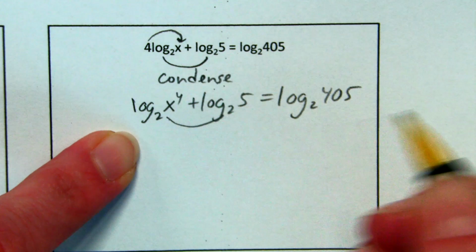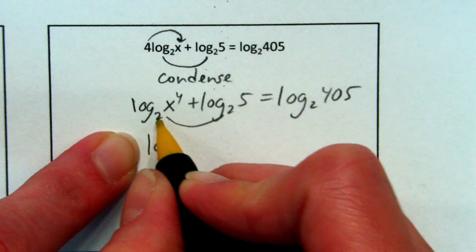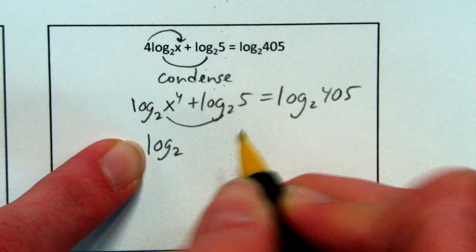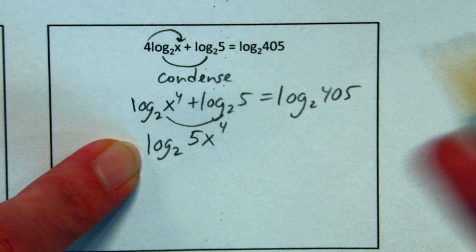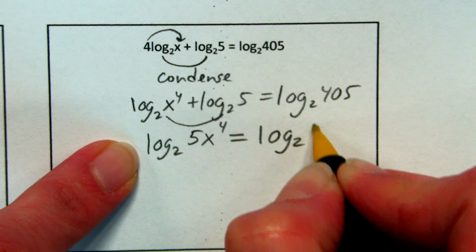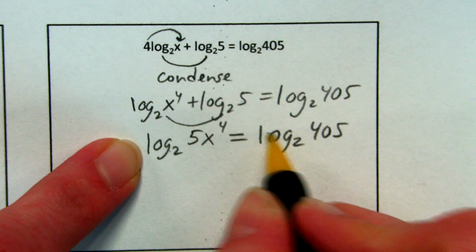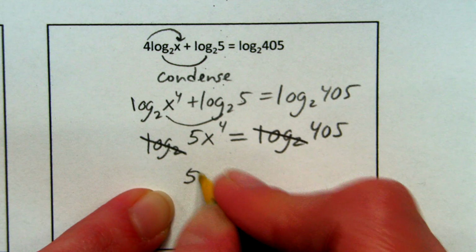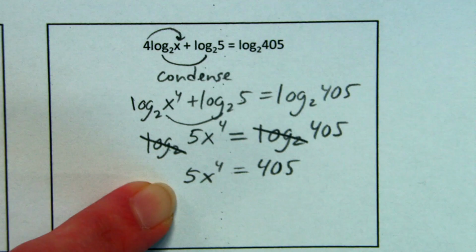And then I'm going to condense it further since it's plus. I can turn that into 1 log base 2 and the 5 and the x to the 4th multiply, so 5x to the 4th. Or x to the 4th times 5 if you prefer to write it that way. And then this side is still just log base 2 of 405. Since we've got the log base 2 on both sides, we're just going to get rid of that. We'll have 5x to the 4th equals 405.